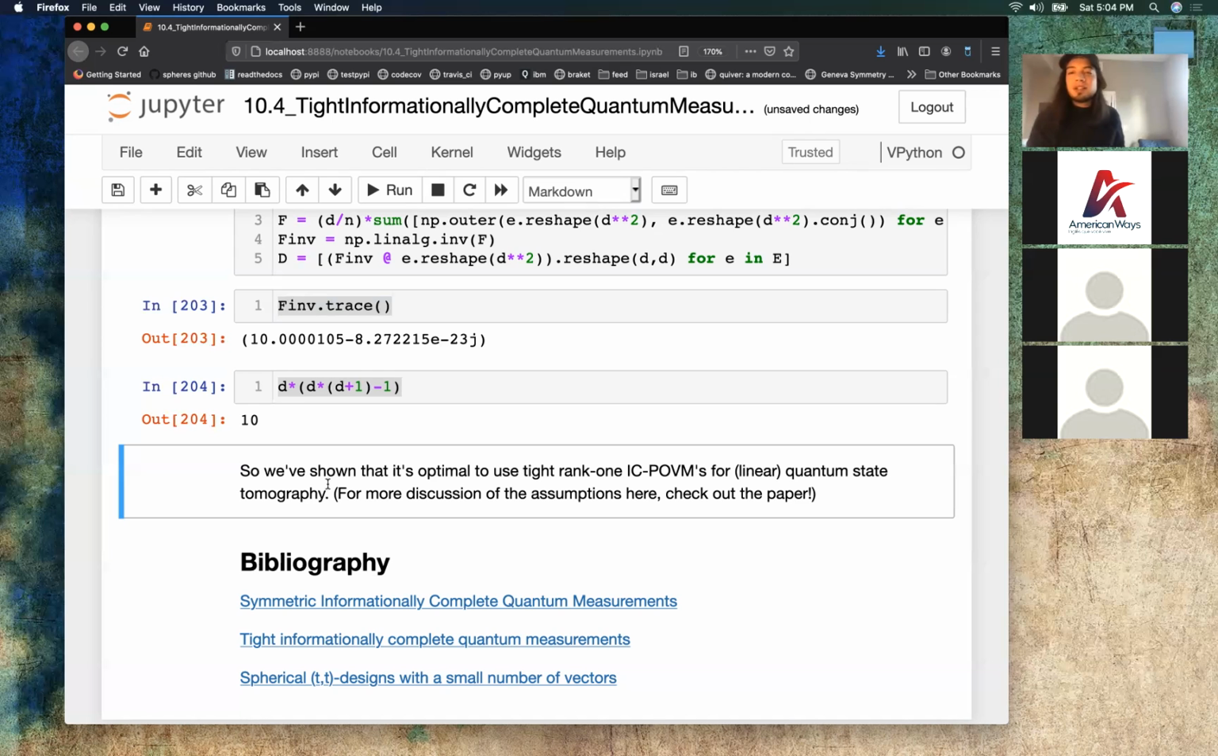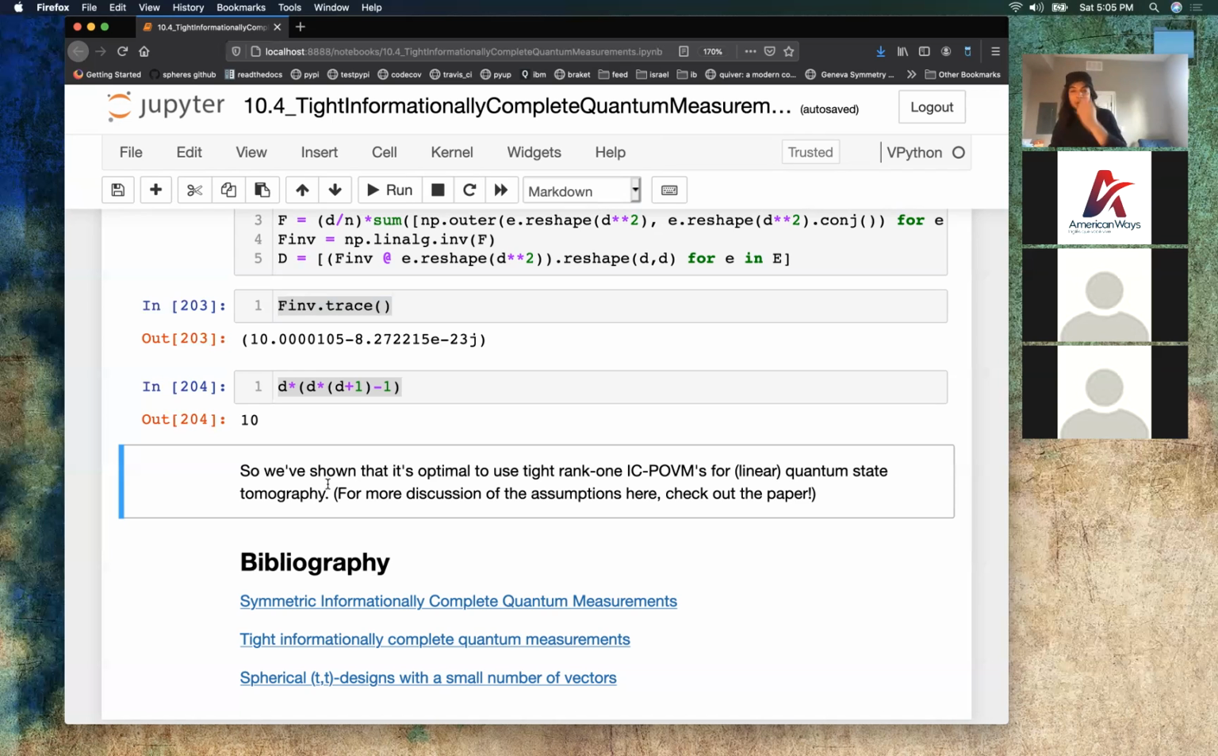state reconstruction. You might be interested in nonlinear quantum state reconstruction. You might be interested in, well, what if I have partial knowledge of the state already? What measurements should I do? These are all more complicated questions. But anyway, that's pretty much it.